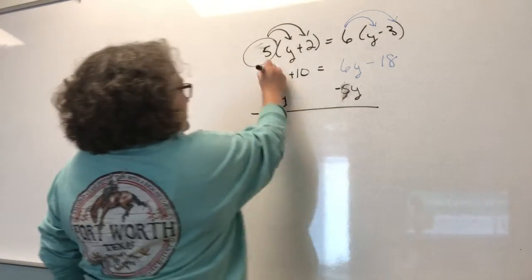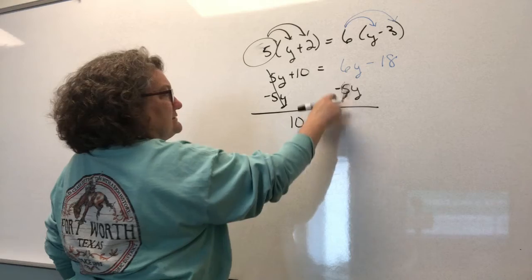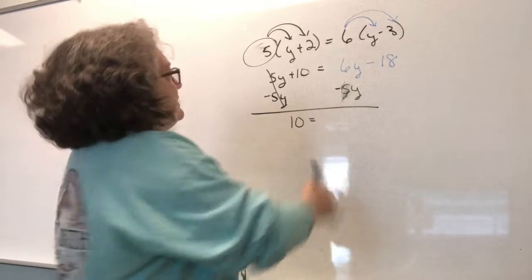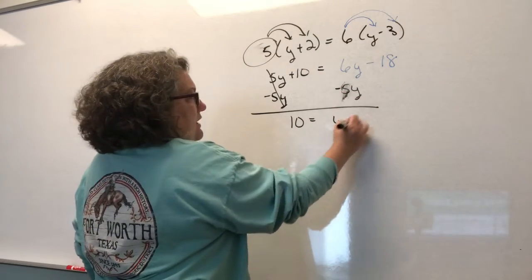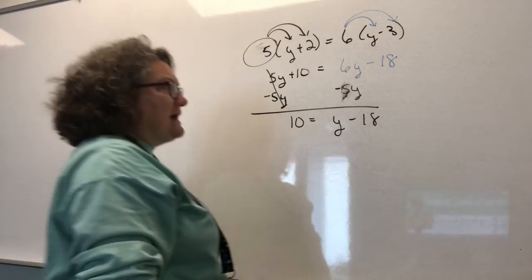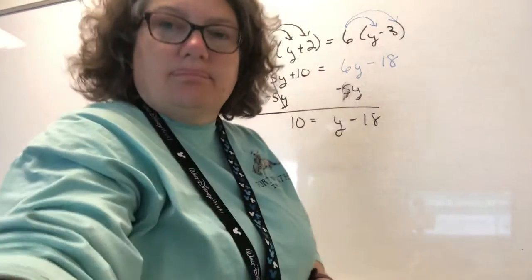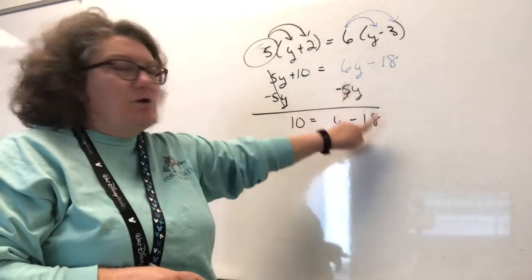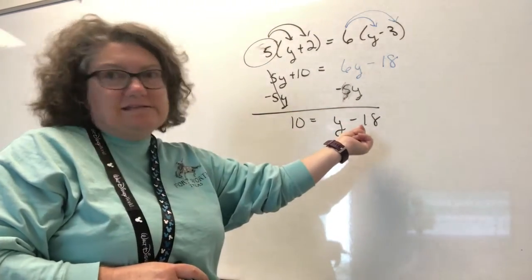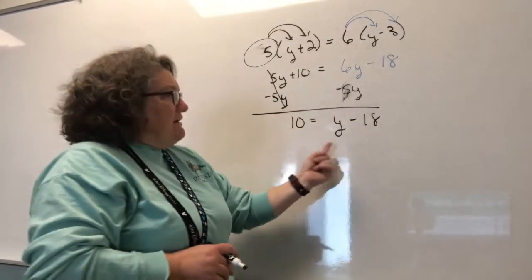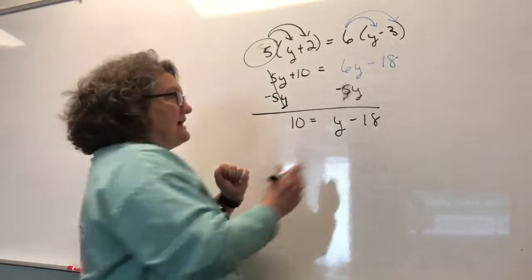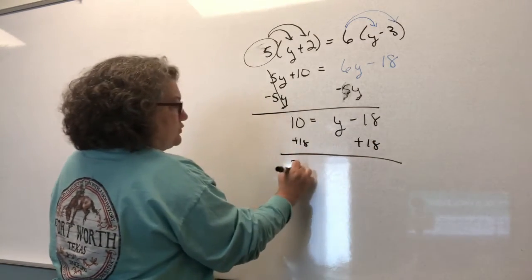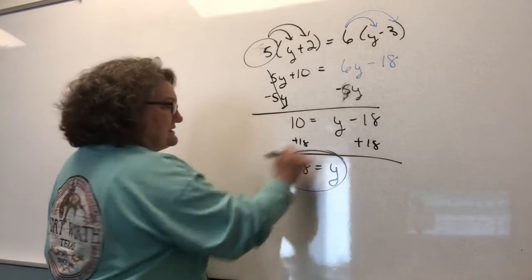So now this went away and I have 10 equals 6y minus 5y. Remember, we can only add and subtract variables like variables. And this is 6y minus 5y, which would be y. And I bring down what I haven't added or subtracted. You can never subtract a variable and a non-variable. So now I still have y and I have a negative 18 on this side. So I'm going to add 18 to both sides. And I have 28 equals y, and that is my solution.